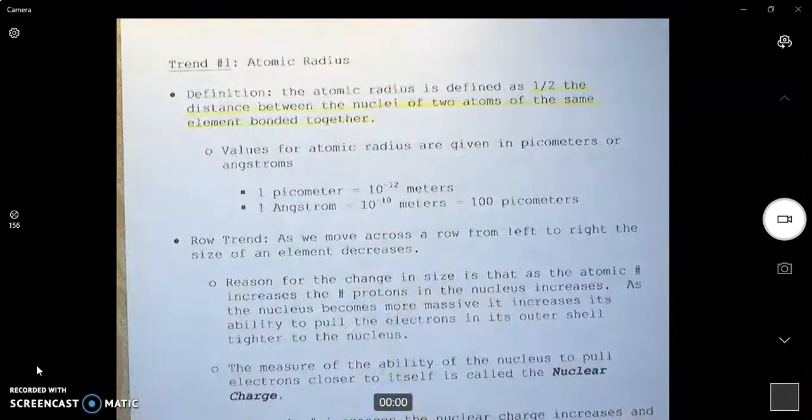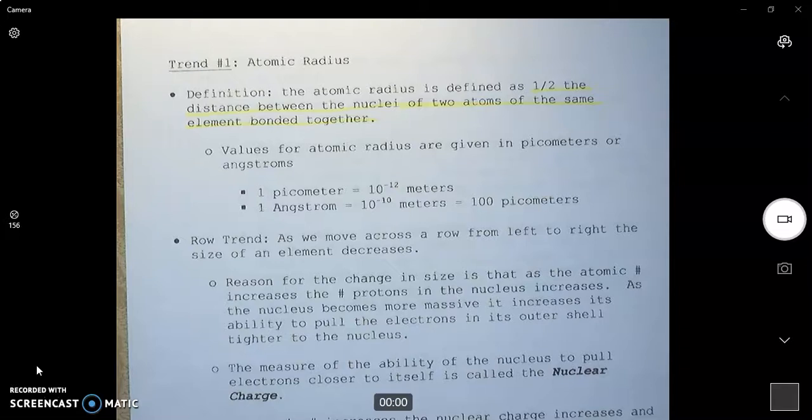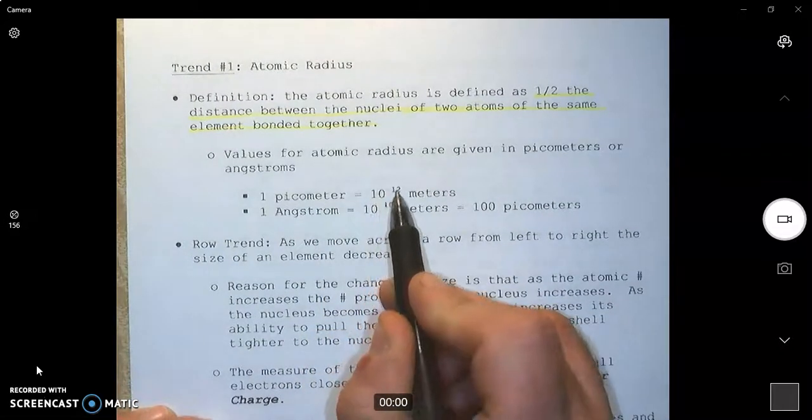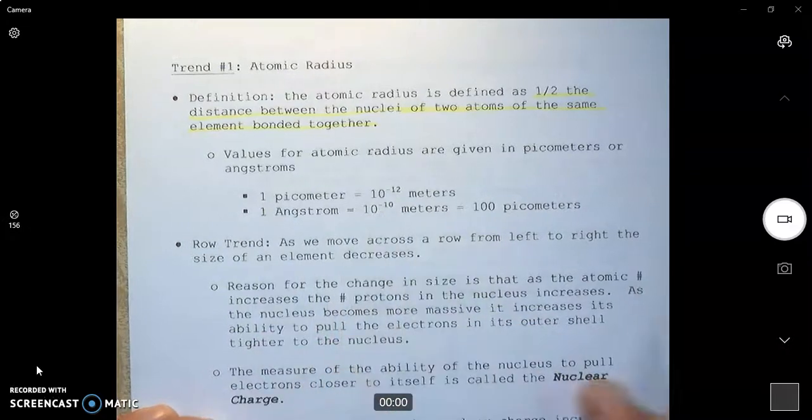And what we do is once we see those atoms bonded together, we can see the nuclei using something called an electron tunneling microscope, really strong magnification. We can see the actual nuclei and we're able to measure them in what we call picometers, which is 10 to the negative 12 meters. It's really small. Or angstroms, which is 10 to the negative 10.